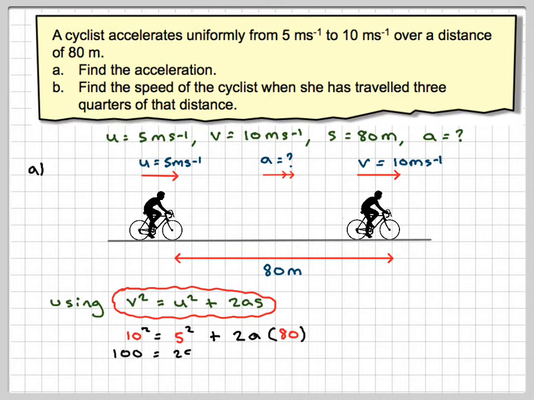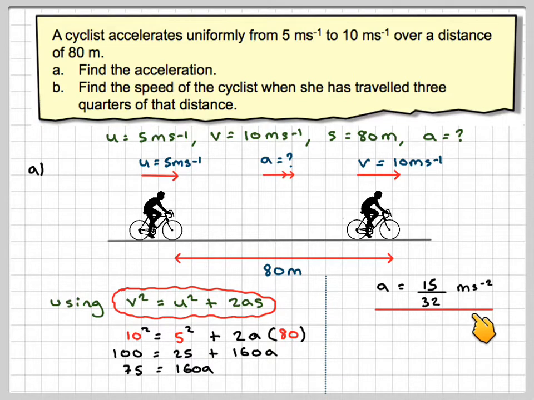So it's 100 is equal to 25 plus 160a. So 75 will be equal to 160a, and therefore a will be 15 over 32 meters per second squared.